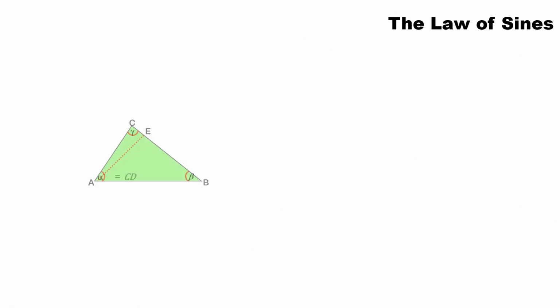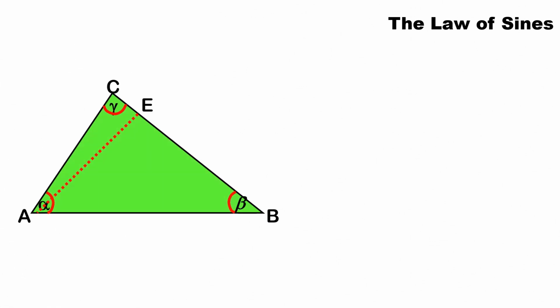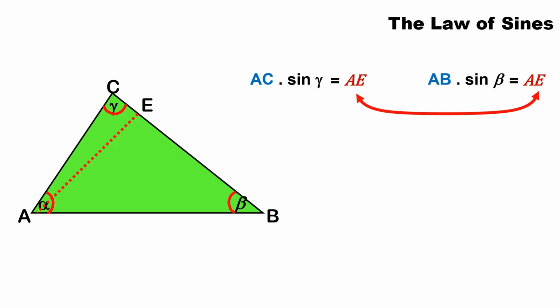Now back to triangle ABC. Two forms of the sine formula based on gamma and beta perspectives have been obtained. The first, AE is equal to AC times sine gamma, and the second, AE is equal to AB times sine beta. Both describe side AE, so it can be stated that AC times sine gamma is equal to AB times sine beta.